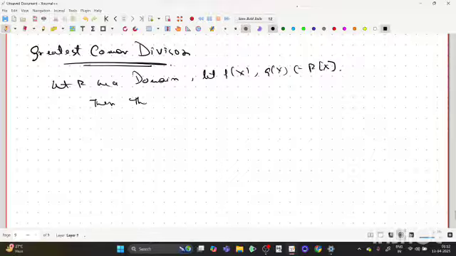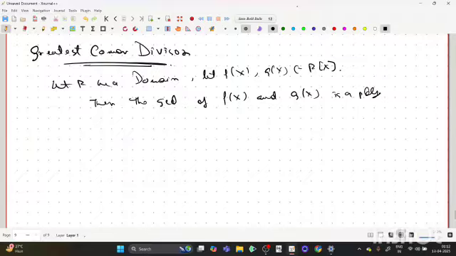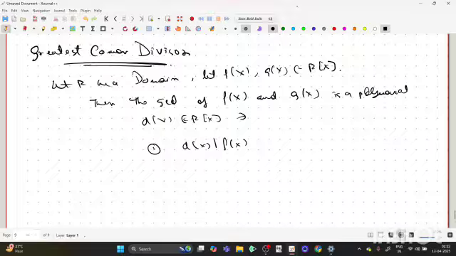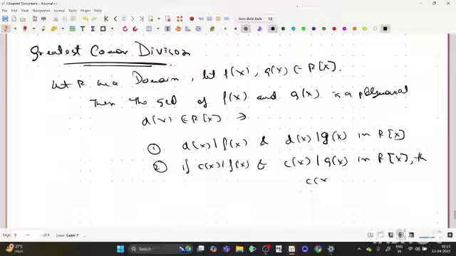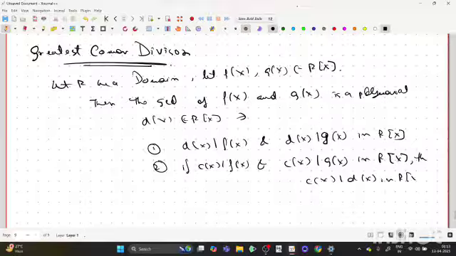Then the GCD, that is the greatest common divisor of f(x) and g(x), is a polynomial d(x) in R[x] such that, number one, d(x) divides f(x) and d(x) divides g(x) in R[x]. Number two, if c(x) divides f(x) and c(x) divides g(x) in R[x], then c(x) must also divide d(x) in R[x]. And number three is that d(x) is monic.